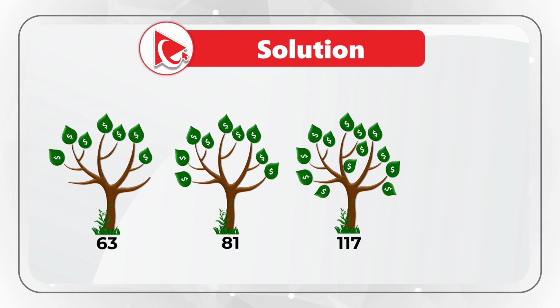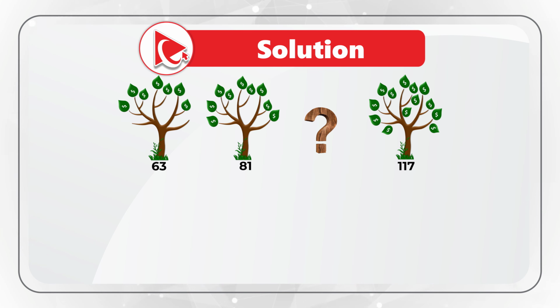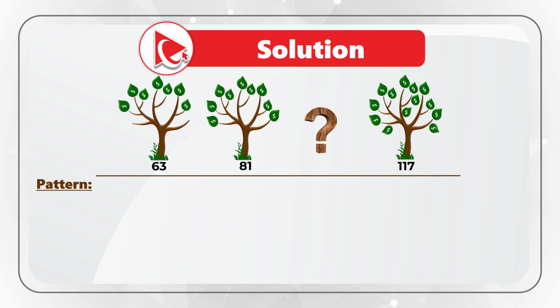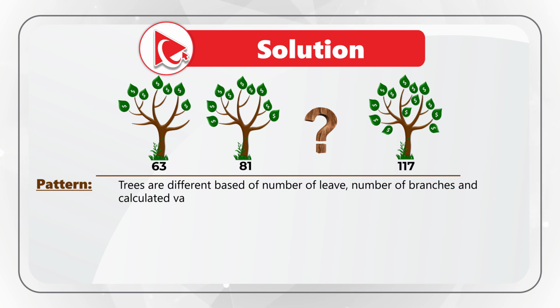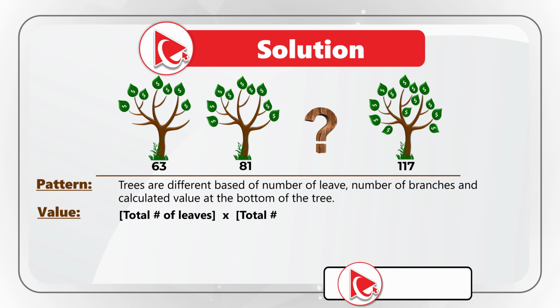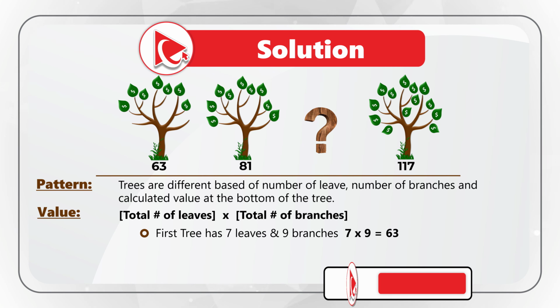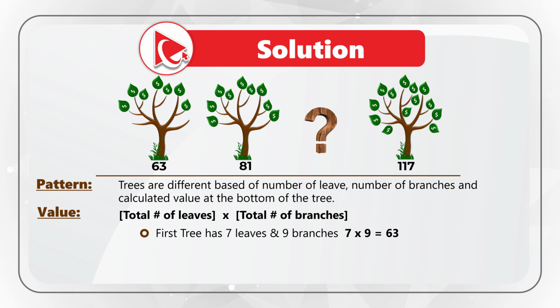Amazing problem, isn't it? But to solve it, you need to take a close look at the tree. In this picture, each tree is different based on the number of leaves, number of branches, and calculated value at the bottom of the tree. And to calculate the value, you need to multiply the total number of leaves by the total number of branches on the tree. For example, the first tree has 7 leaves and 9 branches, and the number at the bottom is calculated as 7 by 9 equals 63.